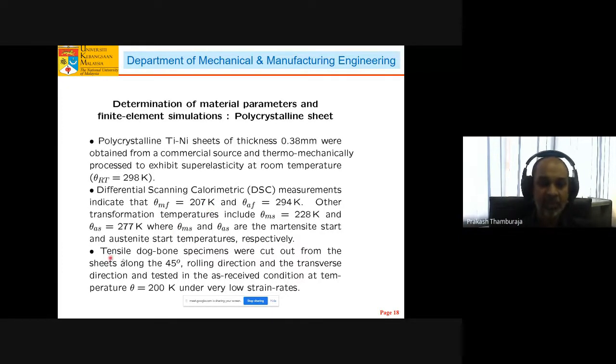So, okay, we've machined out samples along the rolling direction, the 45 degree direction and the transverse direction. Yeah. So this is a very standard experiment done by mechanical engineers to characterize anisotropy in a sheet. Okay, so these are dog bone samples, and they're basically machined in different directions, and we've actually tested them at 200 kelvins, under very low strain rates. Okay, 200 kelvins is below theta MF, which is 207 kelvins, so it is completely in the martensitic phase.